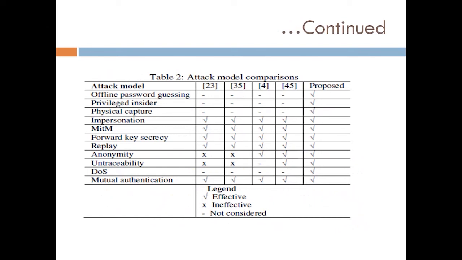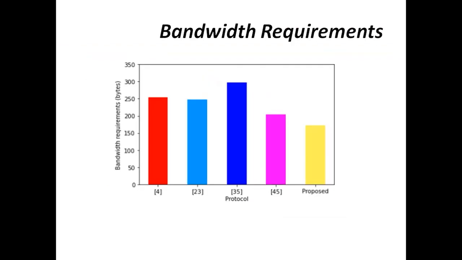In this table, we compare the security features of the proposed protocol against other related schemes. You can see that the proposed scheme offers more security features when compared to the other schemes developed in references 23, 35, 4, and 45. In terms of the bandwidth requirements, again, you can see that the proposed protocol had the least bandwidth requirements in terms of the exchanged bytes during the authentication and key agreement phase.